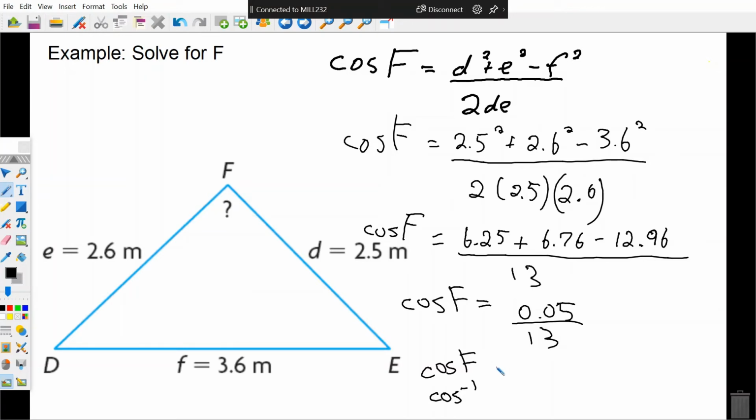0.05 divided by 13 will give you quite a long number, 0.0003846153, etc. That's, of course, not the angle. If we want to find the angle, we have to go second function cos. So we do that right now, and we get 89.77, for rounding would be 90 degrees. Okay.